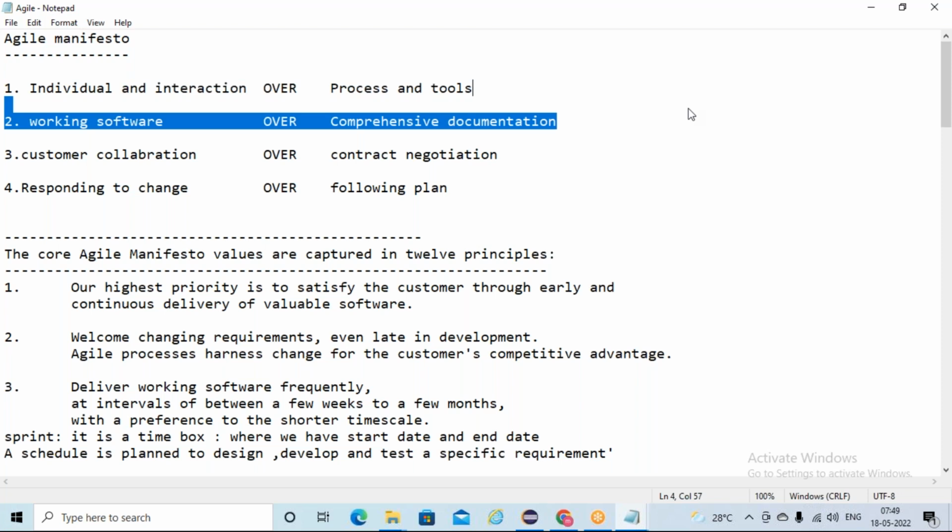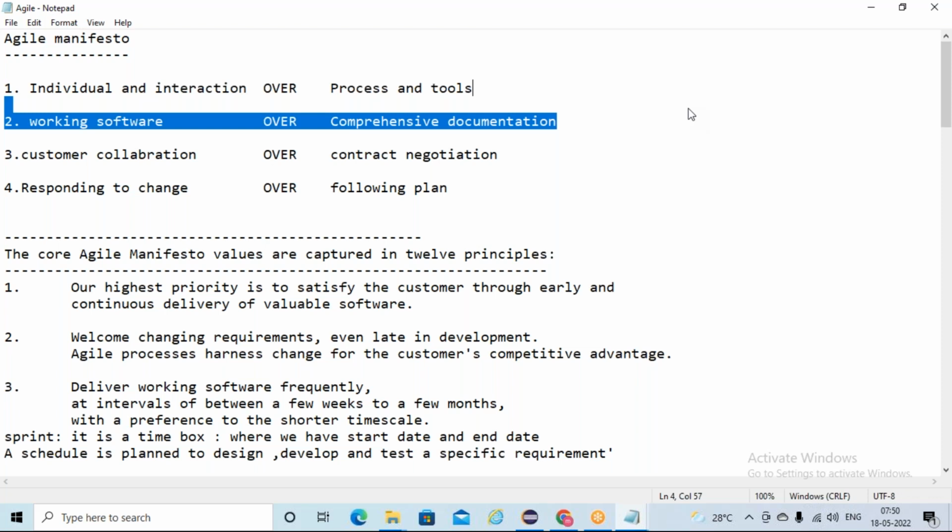Next, working software over comprehensive documentation. Rather than concentrating on the documentation part, we give more importance to the application itself. For example, you wrote 1,000 test cases. Suppose you need to write those 1,000 test cases. Which documents do you need to refer to? Again, the business requirement documents and functional documents, and then you write test cases to validate that functionality.